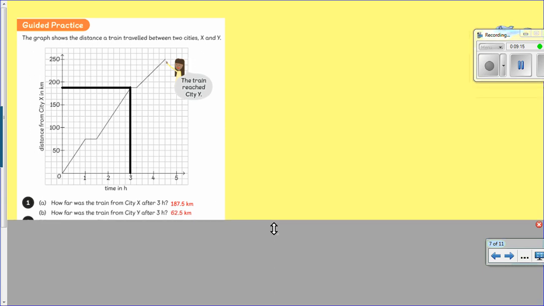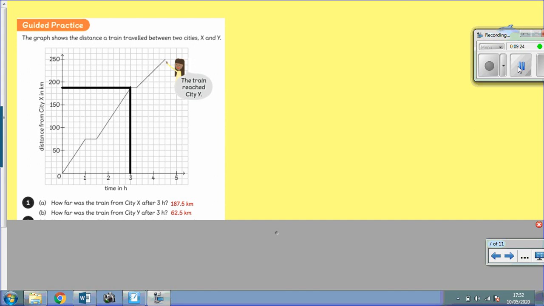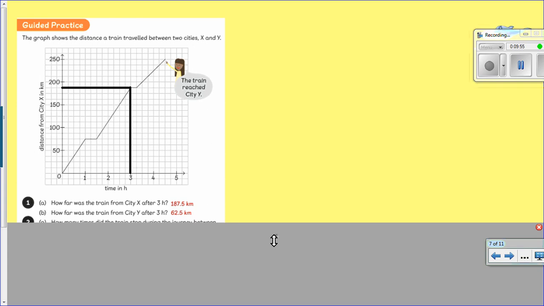The next question was how far was the train from City Y after 3 hours? So you've got to then look at where the train ends up, or how far it took to get to its destination. That's 250 kilometres. So that's where it reached. Train station Y is after 250 kilometres. So you have to take away the reading from 3 hours, which is the 187.5, which gives you the answer of 62.5 kilometres.